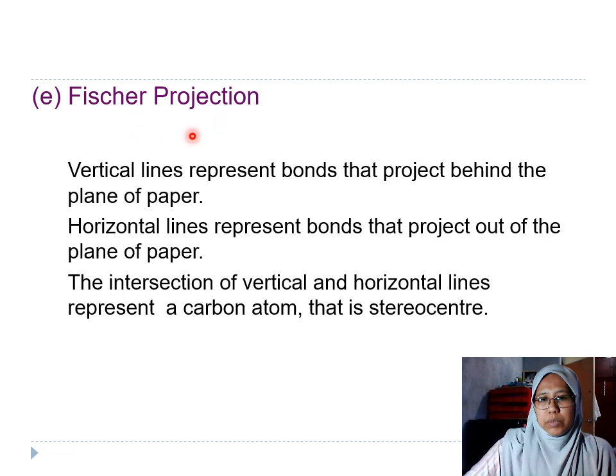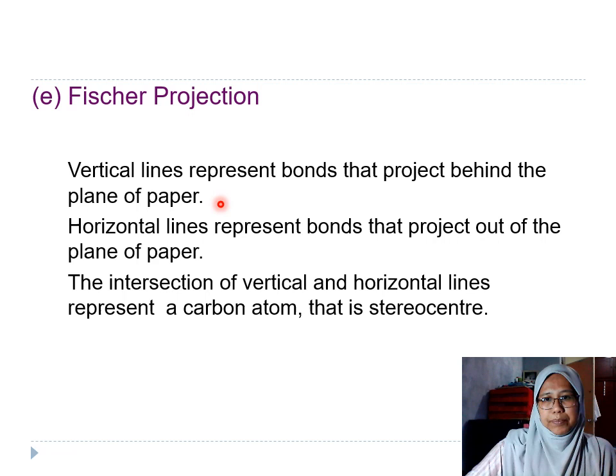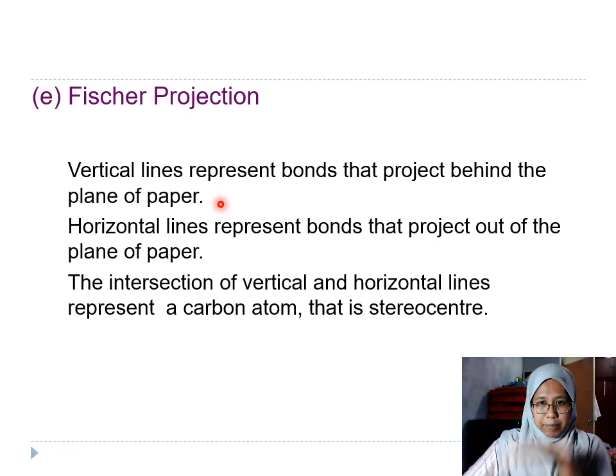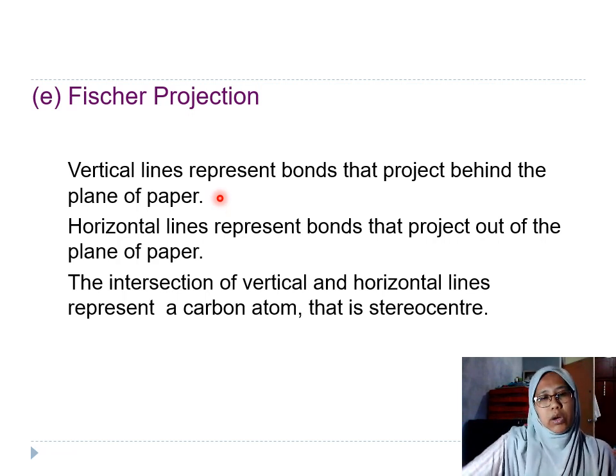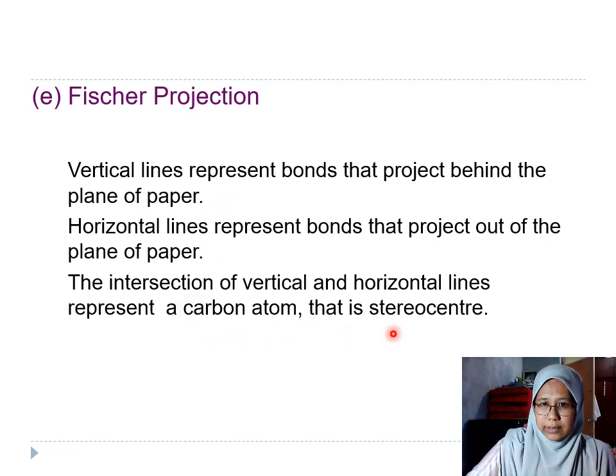Next is Fischer projection. In Fischer projection, the vertical lines represent bonds that project behind the plane of paper. So you have a plane of paper. So when it is vertical, it is behind. But if it is horizontal, it is on the paper. The intersection of vertical and horizontal lines represents a carbon atom, which is a stereocenter.